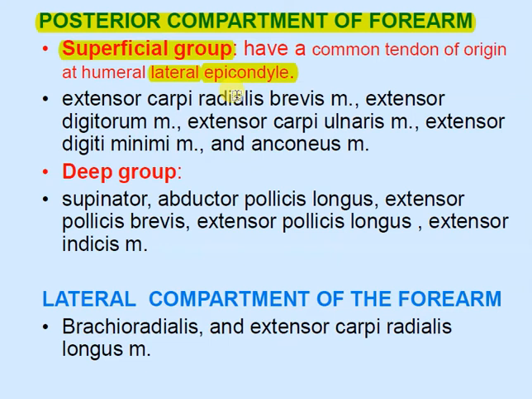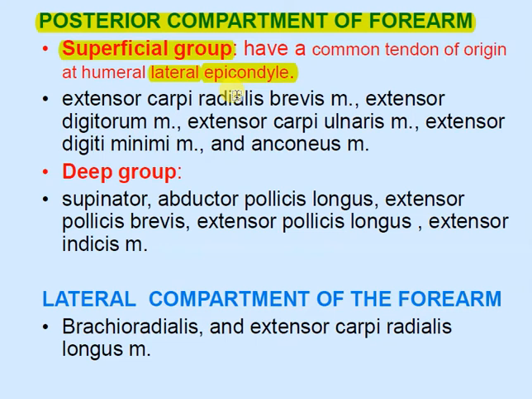That means it extends the carpal bones and it lies parallel with the radius, but it is brevis. Brevis, that means it is short. We have the extensor digitorum muscle. We have the extensor carpi ulnaris, extensor digiti minimi, and the ulnaris muscle. So we have about 6 muscles in this superficial group of the posterior compartment of the forearm.